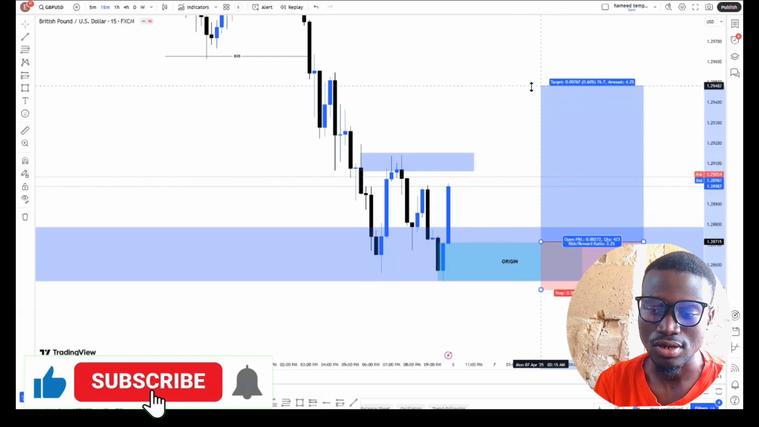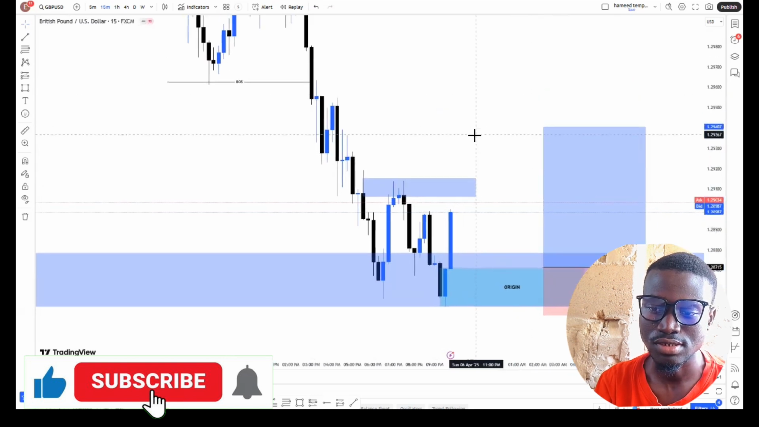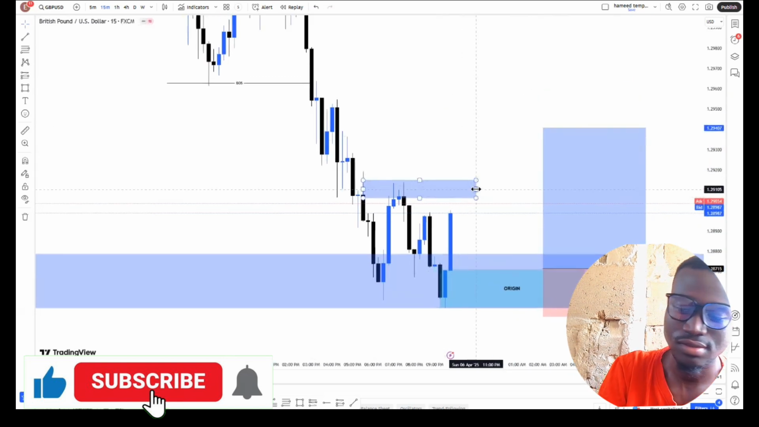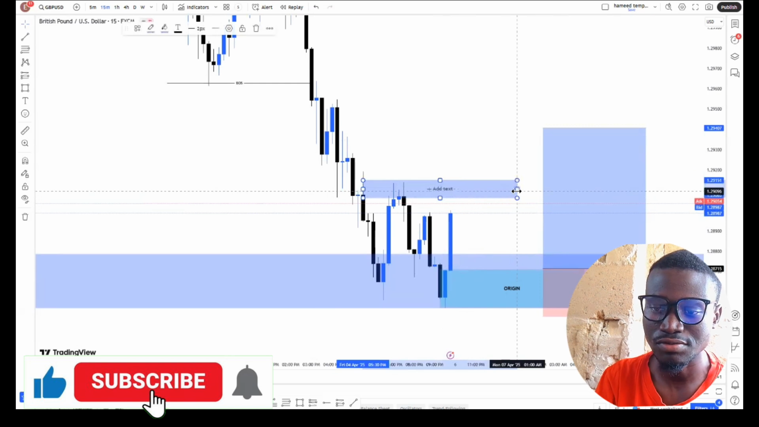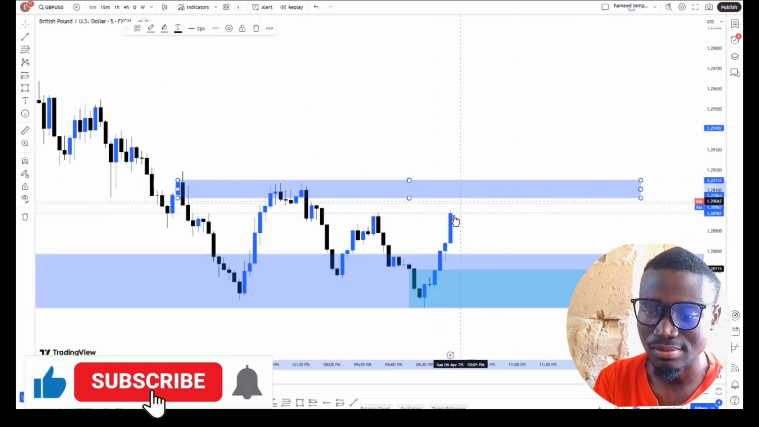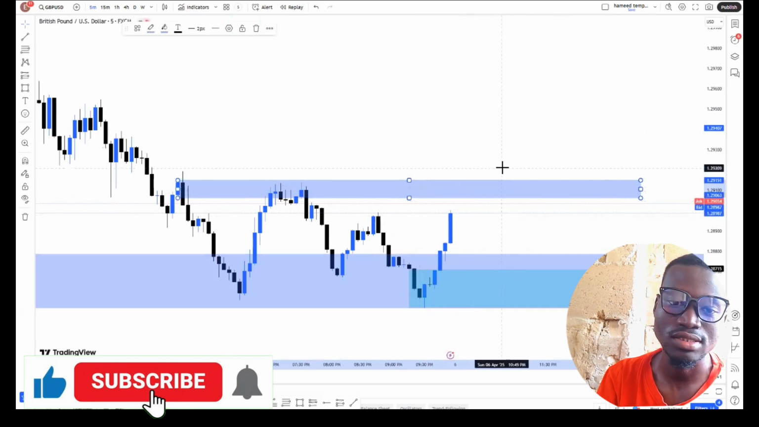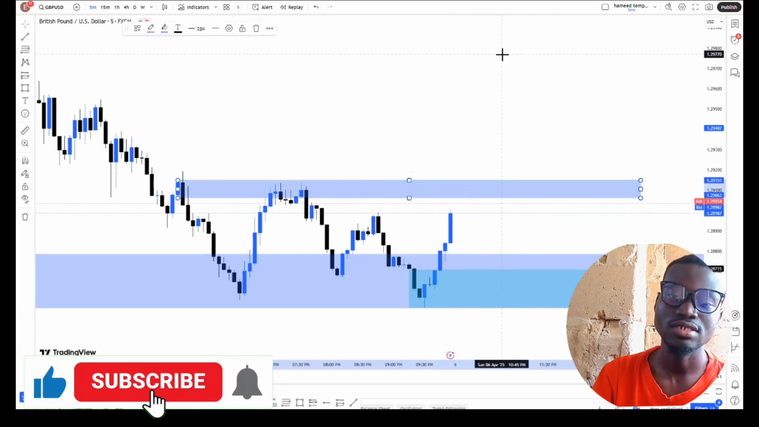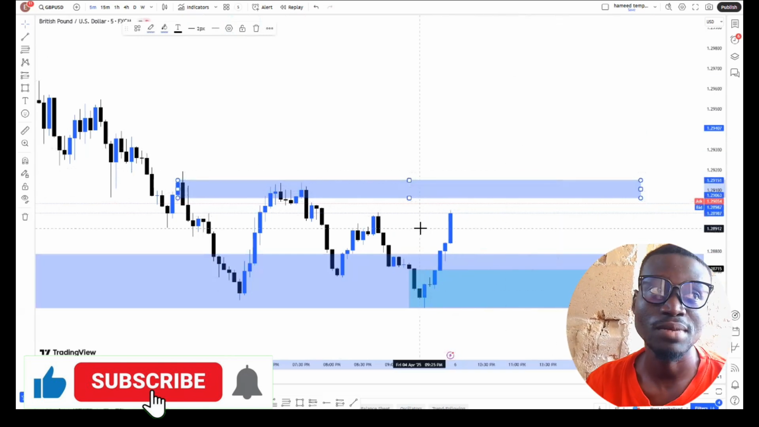So that's it. Or I can just break this level on 5 minutes. If you go to 5 minutes, I might just break this zone. If I can break this zone on 5 minutes and trace back on it, I will enter my trade again. So that's the two directions I might take my trade on.